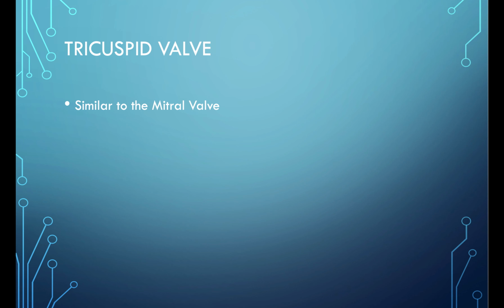Tricuspid is similar to the mitral, so at that time RV stroke volume minus left ventricular stroke volume could provide you with the amount of the tricuspid regurgitation.